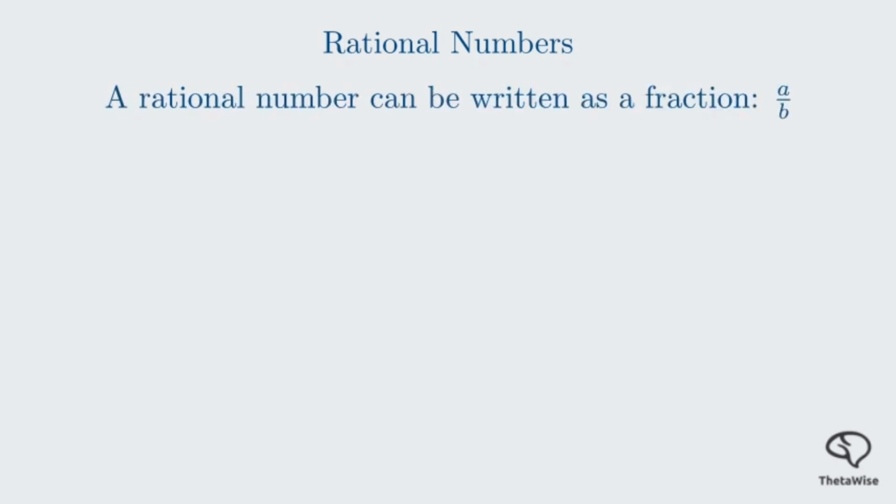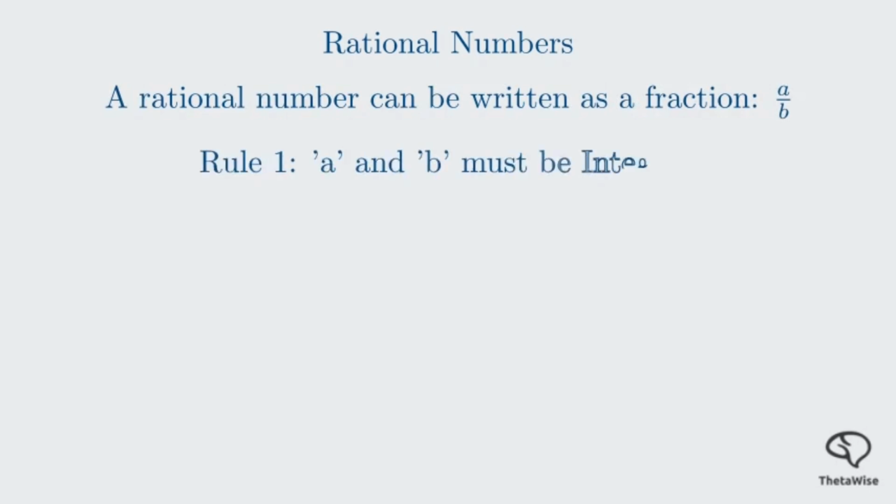It might sound complicated, but the idea is actually quite simple. The word rational comes from the word ratio. A rational number is any number that can be written as a simple fraction, or a ratio, where there's a number on top and a number on the bottom. Let's look at that fraction, a over b. There are two very important rules here.